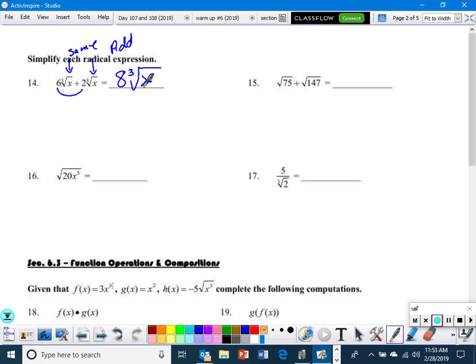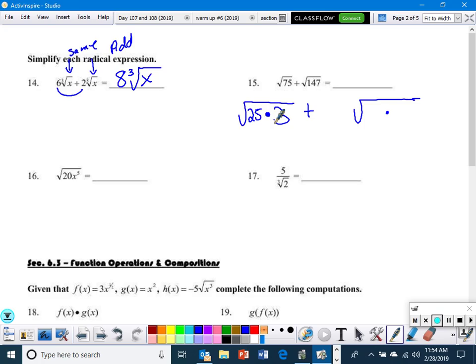Okay, number 15, we cannot add them yet because they do not have the same square root. Okay, square root of 75 and the square root of 147. So we need to split it up. We're going to split that into two numbers. All right, let's see. What perfect square goes into 75? 25 times 3. Okay, 25 times 3 is 75.